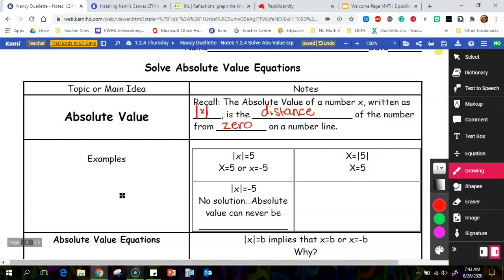Now I want you to think about distance. If you're driving and you drive to Charlotte, for example, and then you drive back to the same place you started, does that mean you went 0 miles? No, you went however many miles there and then the number of miles back.